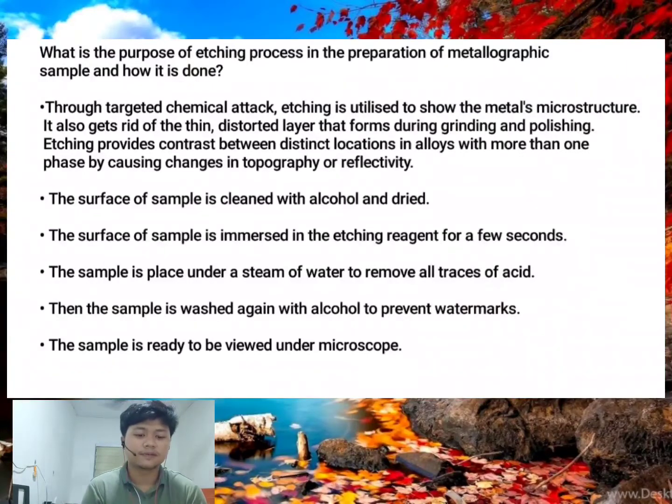So how is it done? The surface of the sample is cleaned with alcohol and dried. Next, the surface of the sample is immersed in the etching reagent for a few seconds, and then the sample is placed under a stream of water to remove all trace of acid. Then, the sample is washed again with alcohol to prevent watermarks. And lastly, the sample is ready to be viewed under the microscope.